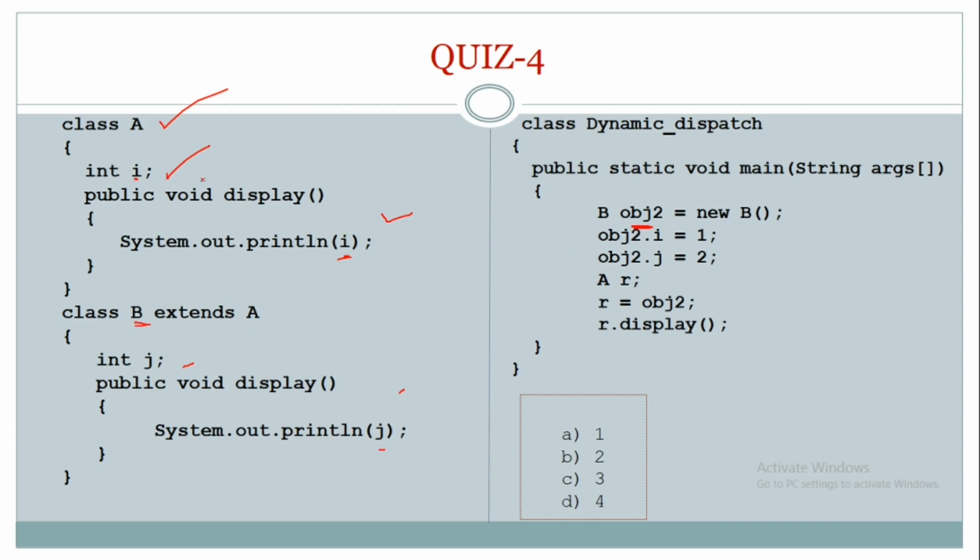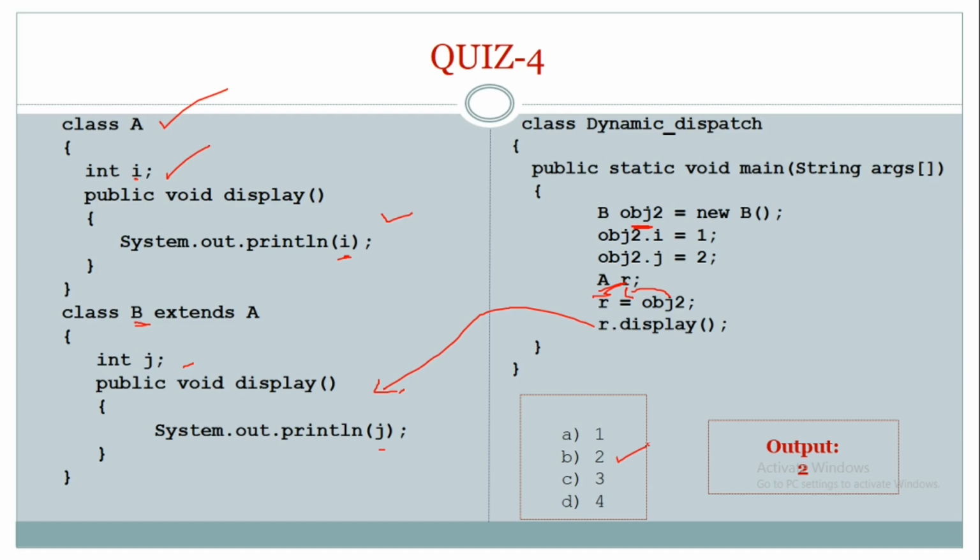i is initialized to 1 and j is initialized to 2, and here I am creating a reference variable of the superclass and assigning the object to the superclass variable. Now r dot display will call the method that belongs to class B. So what will be the output? j is equal to 2. Yes, the answer is 2.